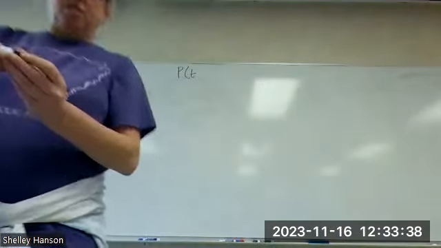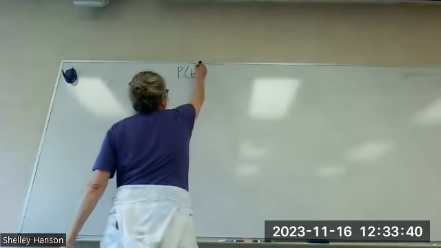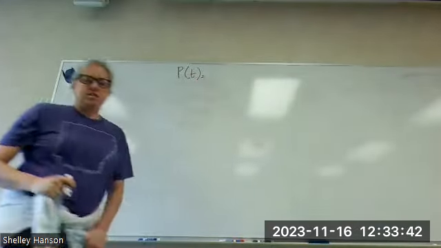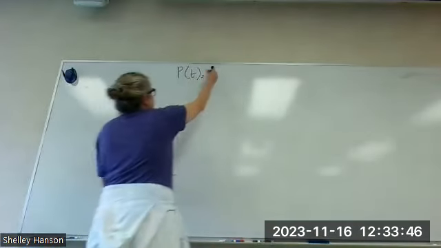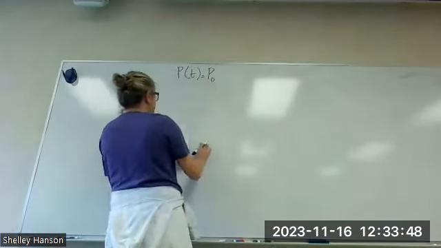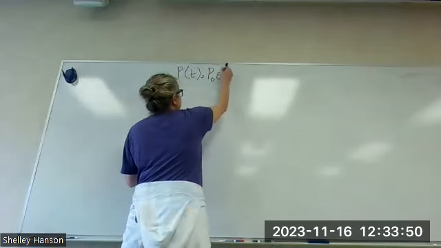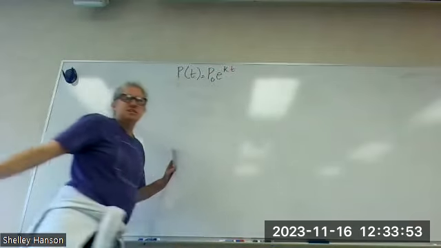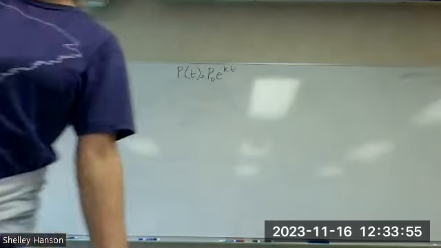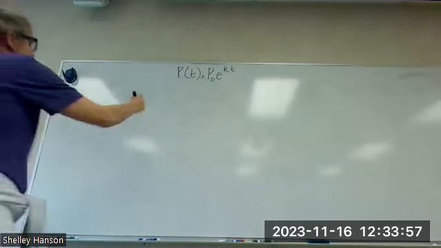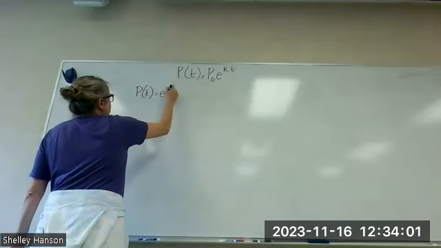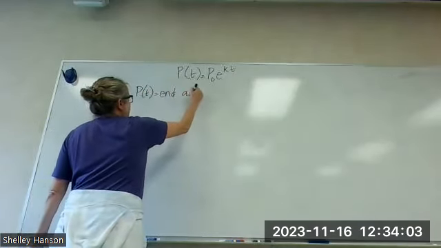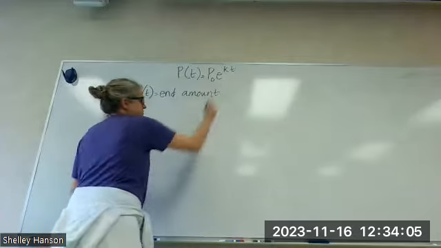So the formula that we are going to use for this section, and I'll go over what all this means here in just a second, is P of t equals P sub 0 of e to the kt power. So P of t is going to be your end amount of whatever we're figuring out.